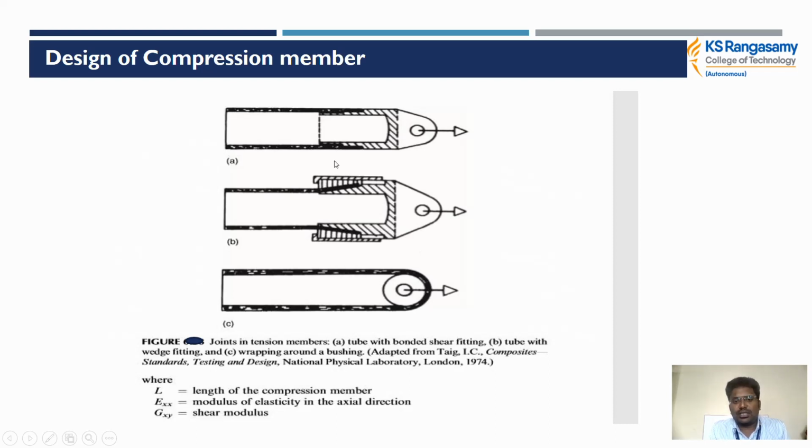Next is the design of compression members. Here a pushing load acts on the bonded side. L is the notation for the length of the compression member, E denotes the modulus of elasticity or Young's modulus, and G is the shear modulus. So this is the design of the compression member.